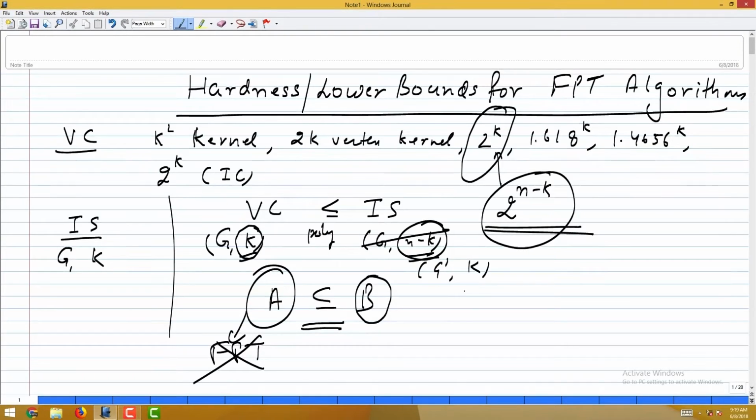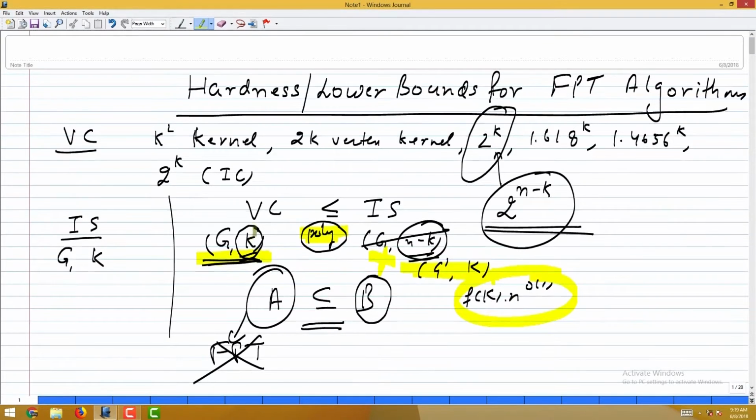If it had an f of k into poly algorithm, and suppose as of now this reduction was taking polynomial time, then can you give me an FPT algorithm for vertex cover? Because to give an algorithm for vertex cover, what will you do? In polynomial time, you'll reduce it to this instance of independent set, and you'll solve this instance of independent set in this much time. So the total time taken to solve this instance of vertex cover will be this polynomial plus this much time.